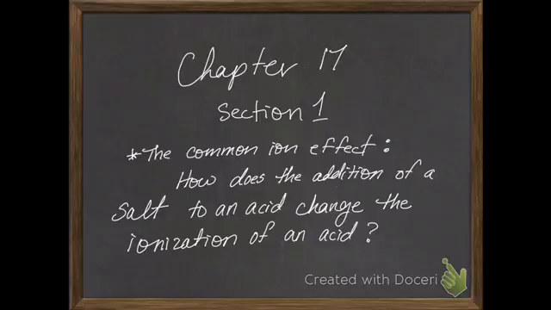So here's an essential question for this section, something to keep your head wrapped around: how does the addition of a salt to an acid change the ionization of that acid? Now that you've got a firm grasp on equilibrium, you understand that every acid has a conjugate base, and vice versa, every base has a conjugate acid. So if I were to stick an ionic compound, say sodium acetate, into acetic acid, how would that affect the overall equilibrium? Will it change?